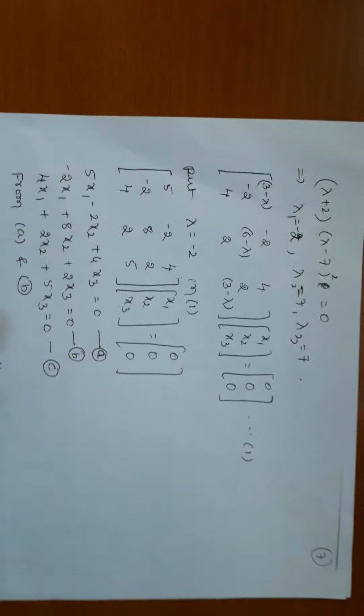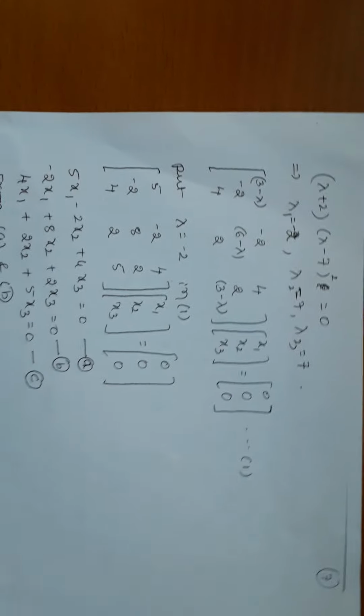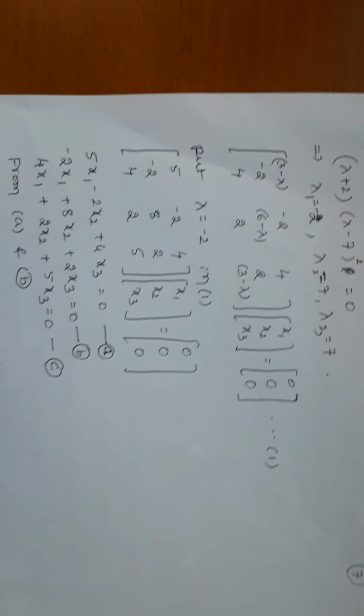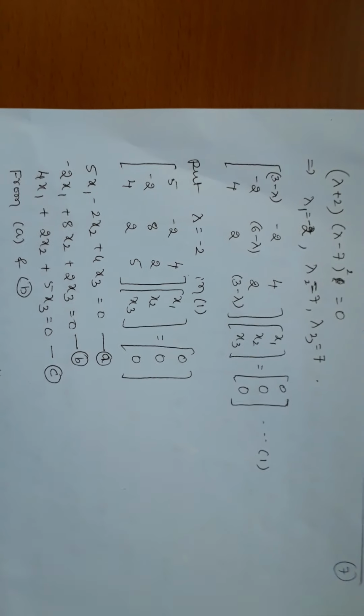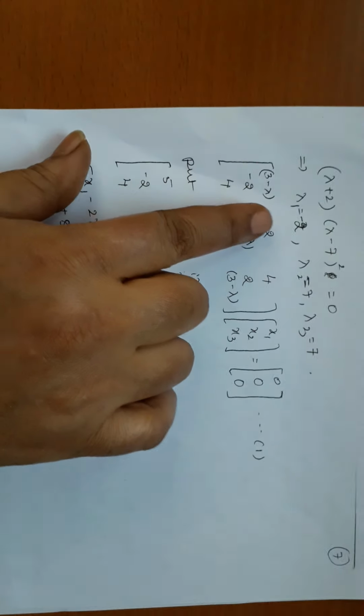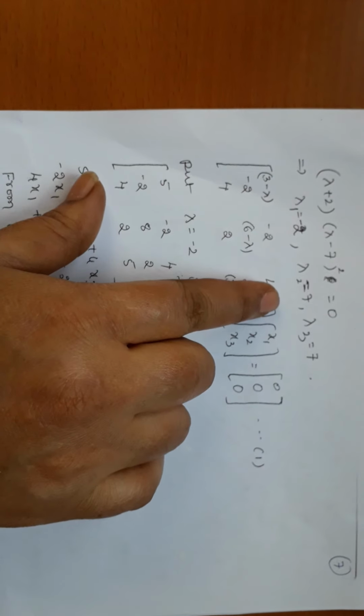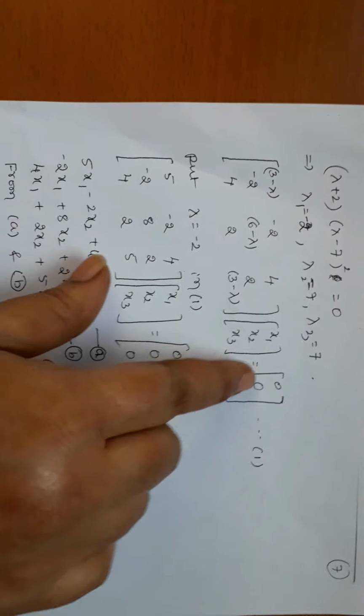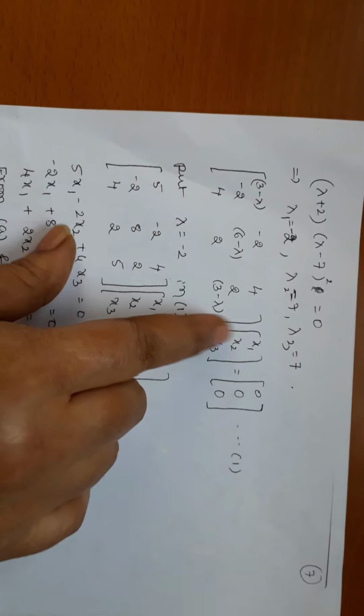Once we get the eigenvalues, observe carefully: here we get 3 eigenvalues, but in the previous problem all the eigenvalues were real and distinct: 3, 6, 8. But here lambda 1 is minus 2, lambda 2 is 7, lambda 3 is 7. Two eigenvalues are the same, which means one eigenvalue is repeated more than once.